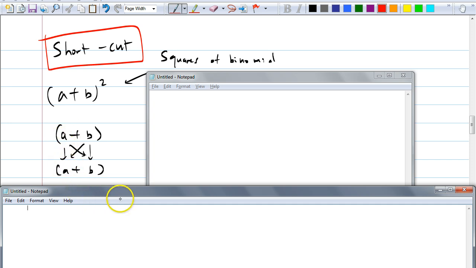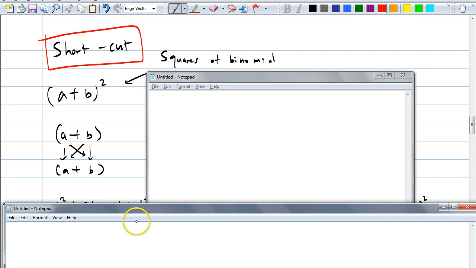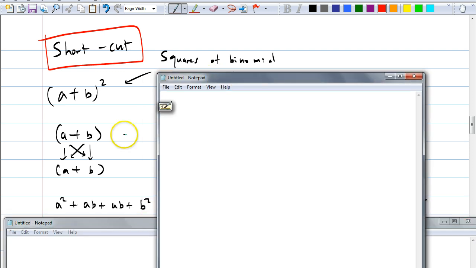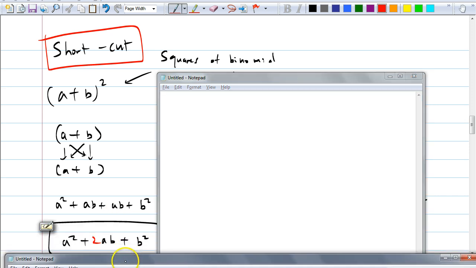So what do we get? A times a? A squared. What's a times b? Plus ab, right? Plus what? What's b times a? ab again, and you get, of course, b times b, b squared. Do we have any like terms? Yeah. How many of these ab's do we get? 2. Isn't that nice? We always get 2. Do you see why we get 2 of the same middle terms?